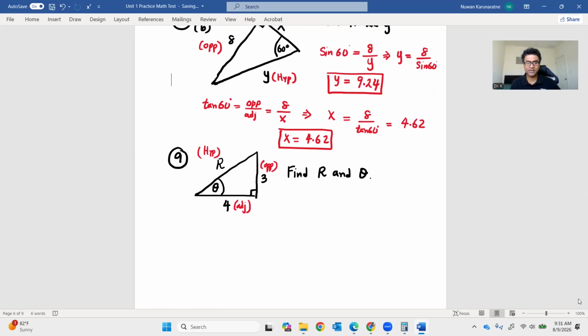So what's Pythagorean theorem? R squared is equal to, in this case, 3 squared plus 4 squared, which is 25. Okay, so then for R, you are going to take the square root. Mathematically, you will get plus or minus. But since this is a physical quantity like a length, it's not negative. So we'll just use the positive value, square root of 25, which is 5. So the R value is going to be 5.